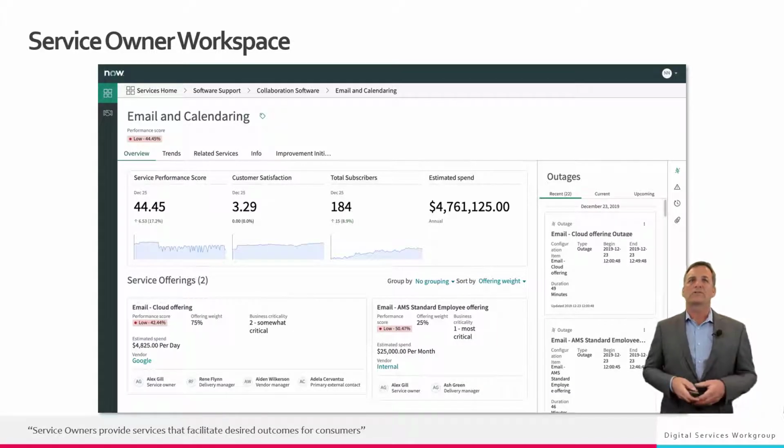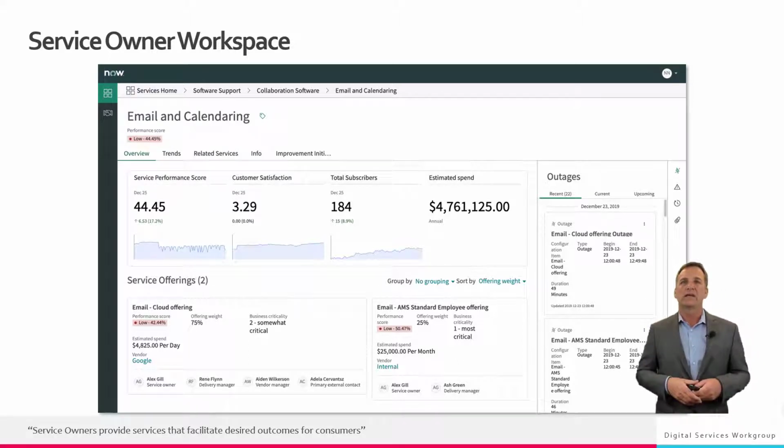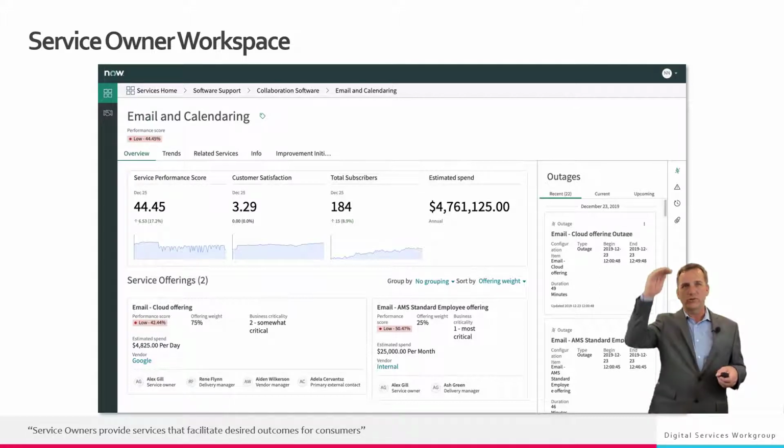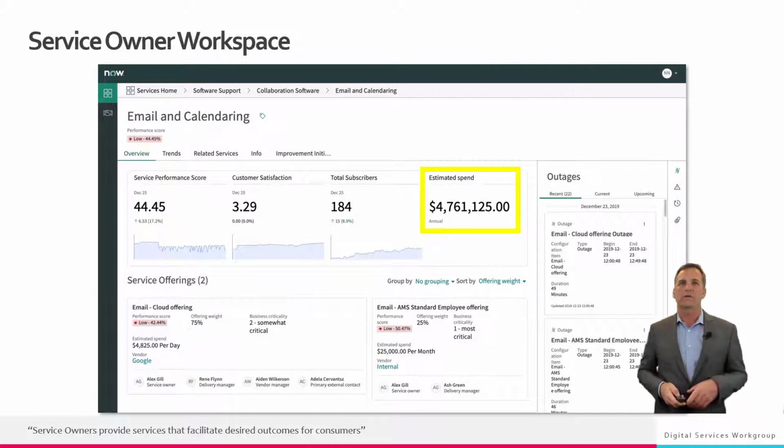I brought up the Service Owner Workspace in several lectures now. This is the main scorecard for a service owner, and it's the same view that the executives will have access to if they drill in from a portfolio. The part that we want to focus on exclusively today is the estimated spend number. So let's make a few quick observations on this screen before we go further.